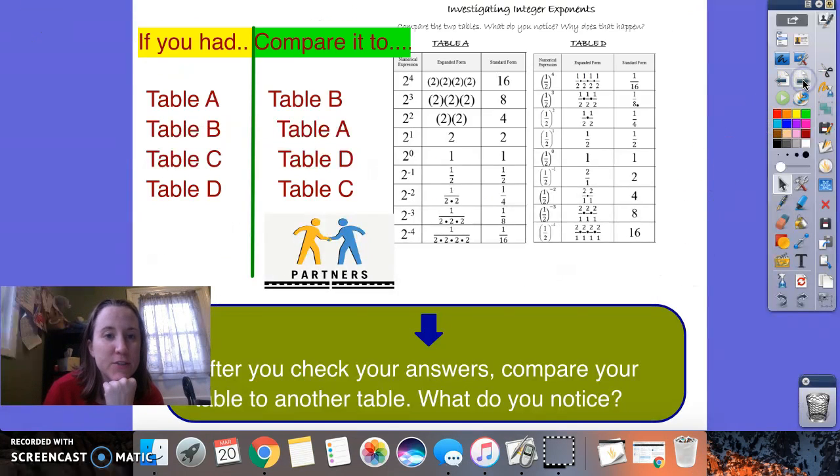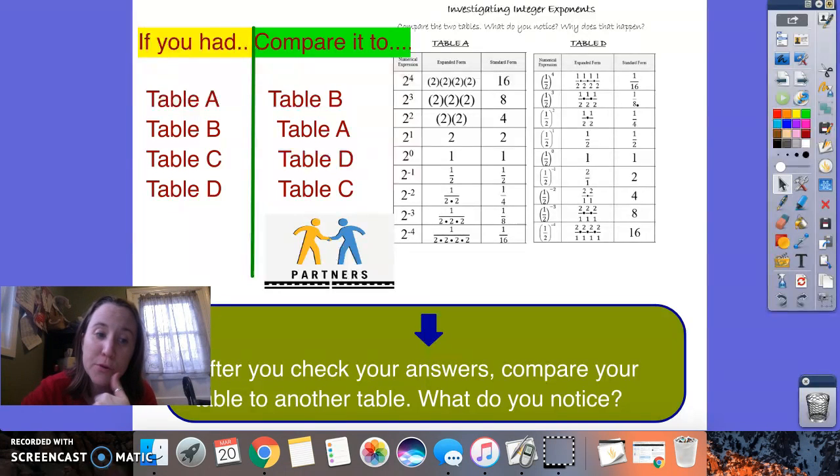You and your partner are going to now grab the answer key. And I want you to do this in a really specific way. So if you had table A, you're going to compare it to table B, and then B to A. If you had table C, you're going to compare your answers to table D, and then if you had table D, you're going to look at table C. And I want to know what you notice. So talk to your partner about, what do you notice about tables A and B, or tables C and D? So pause the video for a second and talk about what you notice.